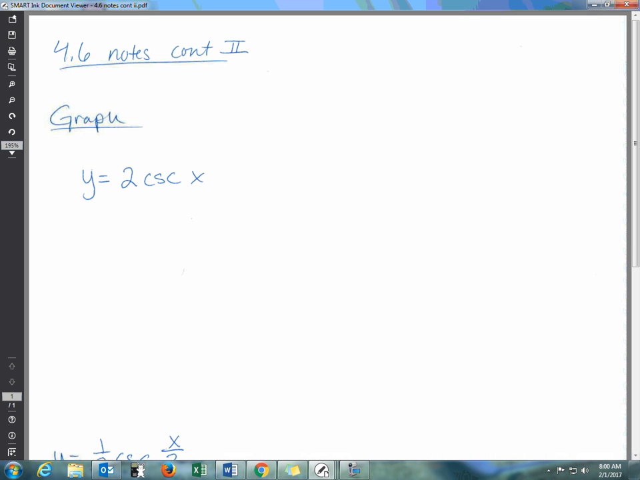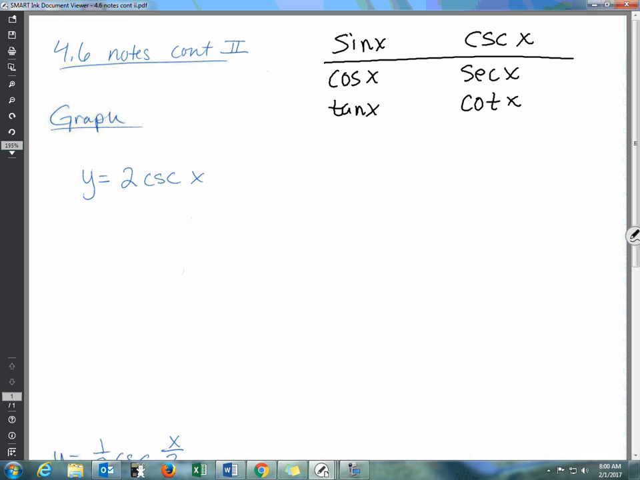Okay. Now, what's really nice, if you're reviewing, right? You have sine of x and its inverse is cosecant, right? And then you have cosine of x and its inverse is secant x, and then you have tangent x and its inverse, which is cotangent, right? So today we will focus on just the cosecant wave and how it relates to the sine wave.